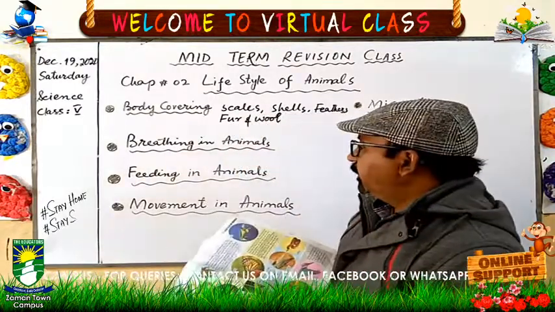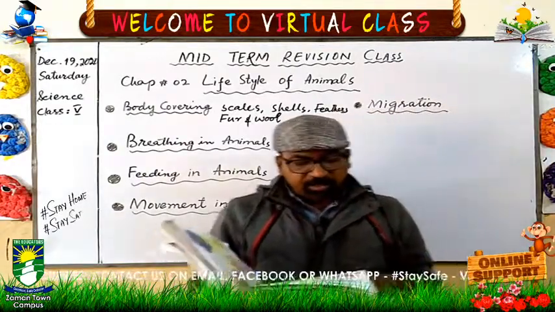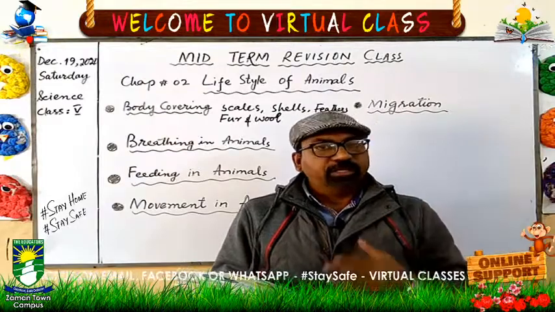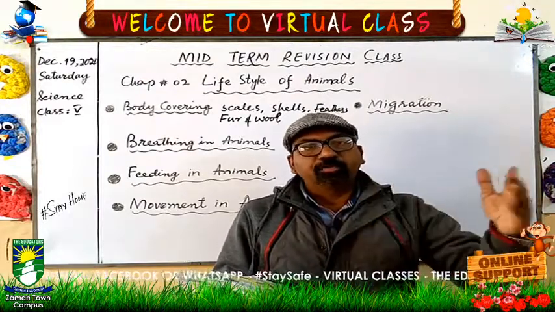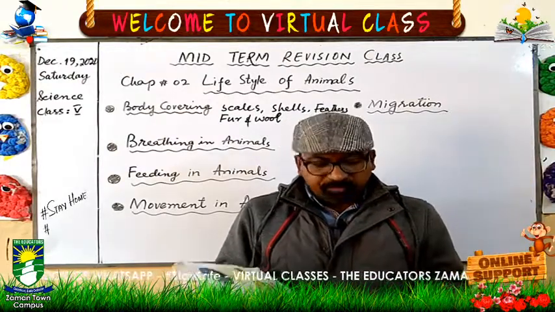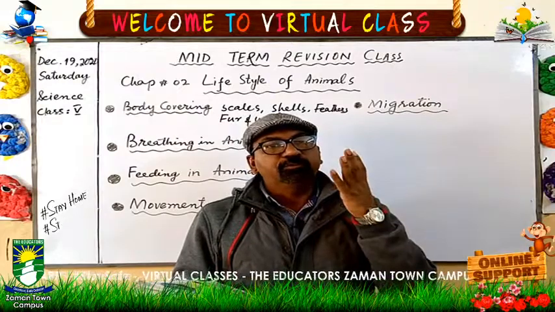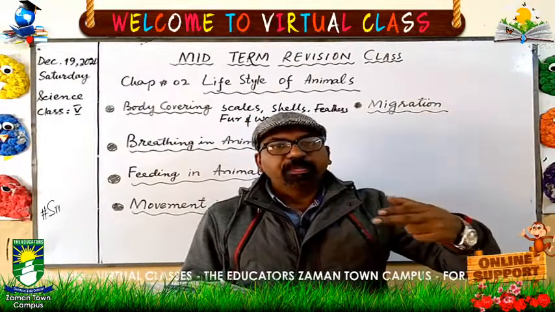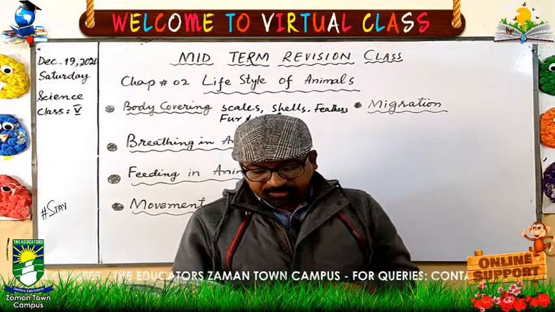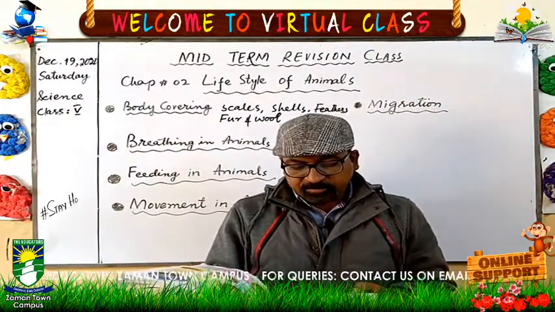Next topic is movement in animals. Animals need to move from one place to another. When they feel danger, they move, they run, they hop, they crawl, they creep from one place to another. So for this, they need limbs. Most animals have four limbs. Two front limbs are called forelimbs, and two back limbs are called hind limbs.